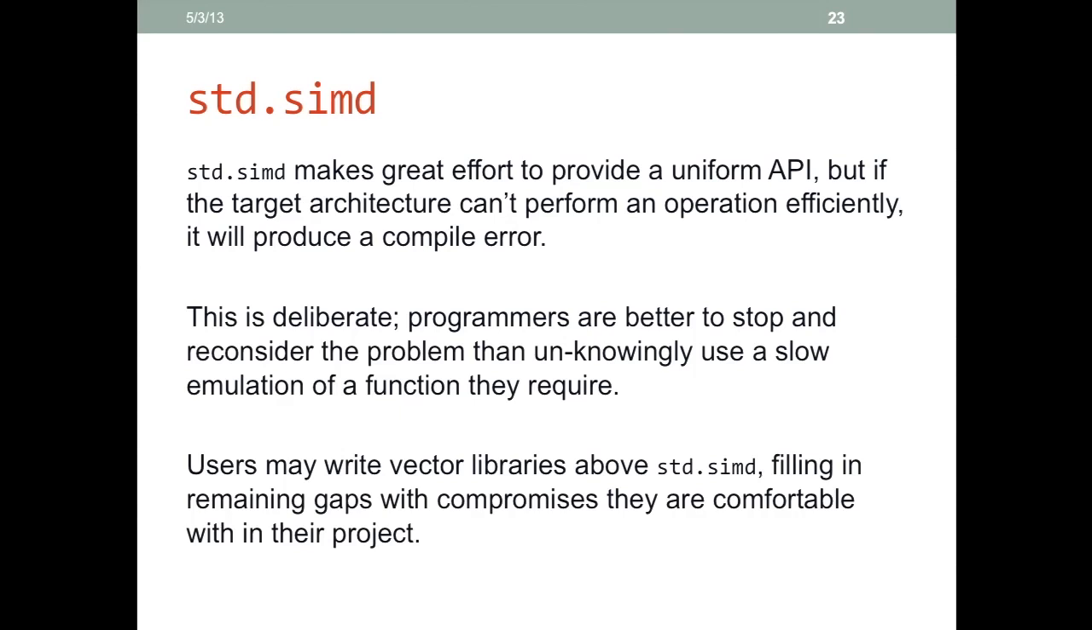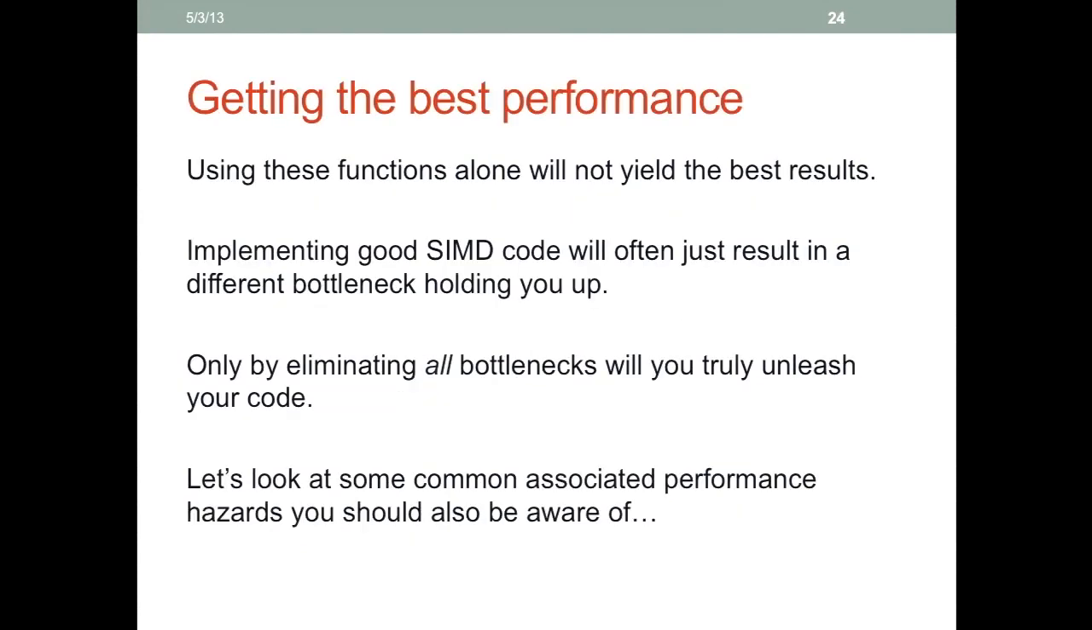Obviously, users may write a fully portable library above what D offers at its lower level, but they'll make compromises that they're comfortable with in terms of their product. So we want to get the best performance. Using these functions alone will not yield the best result. Implementing good SIMD code will often just result in a different bottleneck holding you up. Only by eliminating all of these bottlenecks will you truly unleash your code.